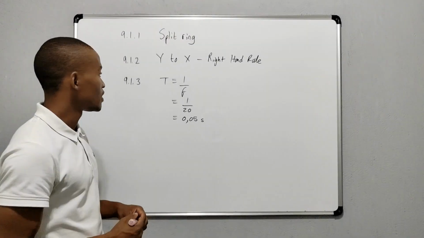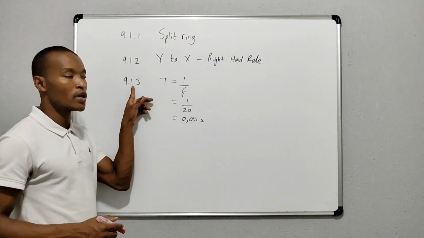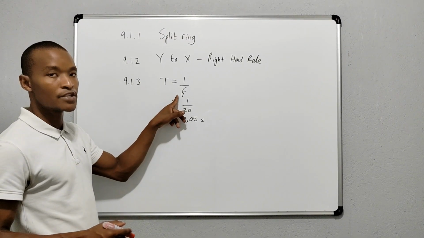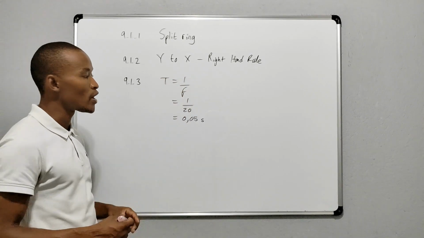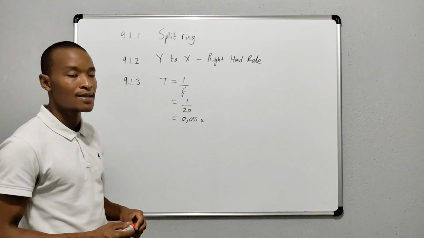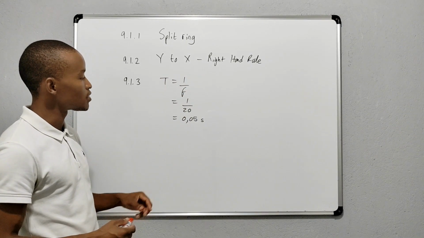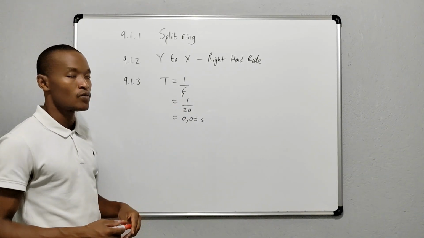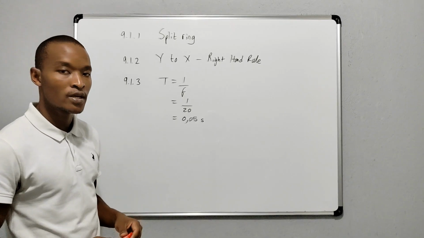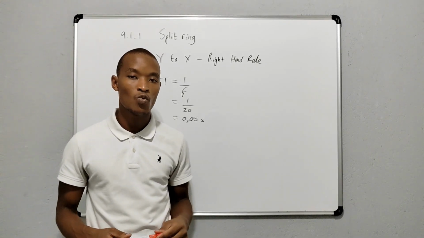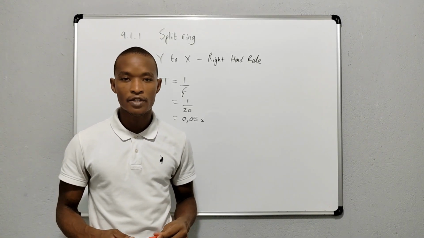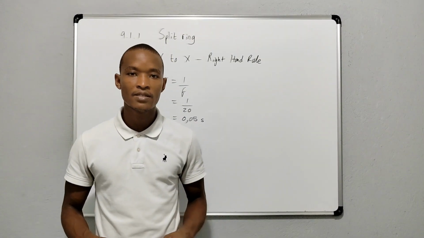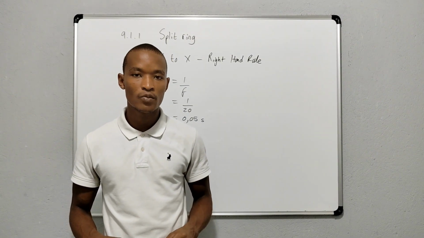Okay. Right, so for 9.1.3, we're going to use the time-frequency relationship. This is the equation to help us find the time that is required there. So we've got 20 hertz, we just substitute there, and we see that it will be 0.05 seconds to complete one revolution. Okay, so let us now go to 9.1.4.